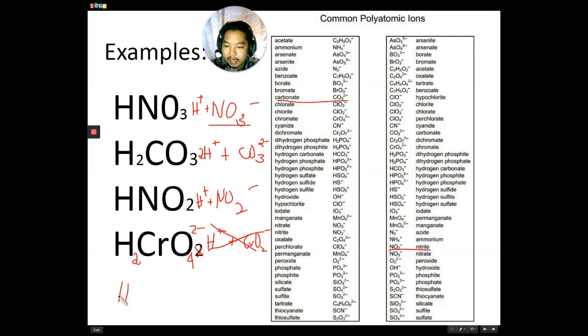So, let me write that again so that you'll not be confused. This is the correct formula for my acid. CrO4 for my chromate. Because when I separate them, this becomes 2 hydrogen, and the charge of my CrO4, it looks like a T, CrO4, is 2 negative to balance out. 2 negative.